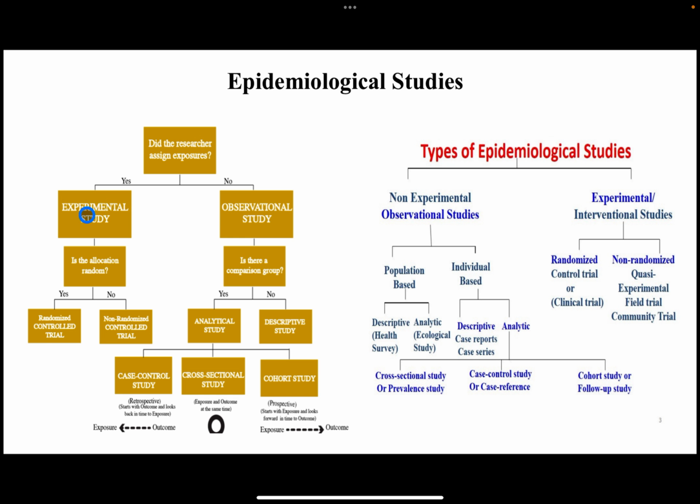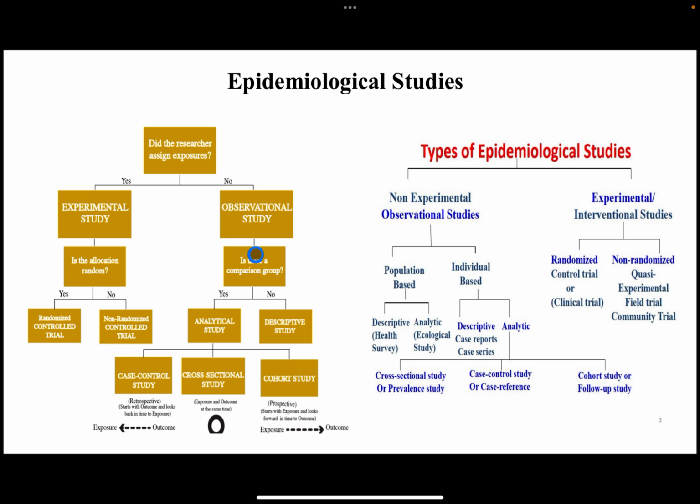Now, if it's an experimental study, when doing the exposure, is the allocation random? Was the allocation of the exposure random? If yes, then it was a randomized control trial. If no, you use convenience, then it's a non-randomized control trial or a quasi-experimental or a community trial or a field trial.